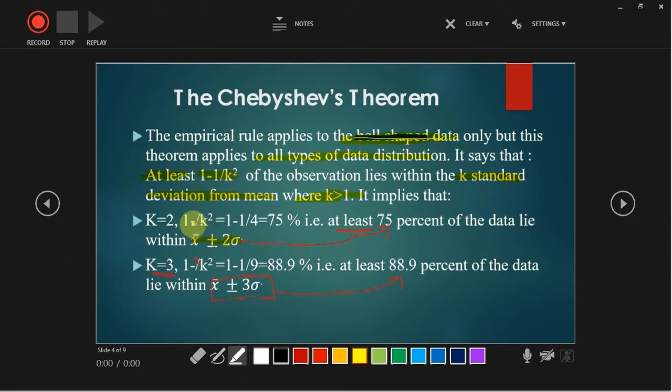Now, for example, if we take k equals to 2, then 1 minus 1 over k squared equals 75%. So it shows that at least 75% of the data lie within mean plus minus 2 standard deviations. When k equals to 3, 1 minus 1 over k squared is 88.9%, and we can say that at least 88.9% of the data lie within mean plus minus 3 standard deviations.